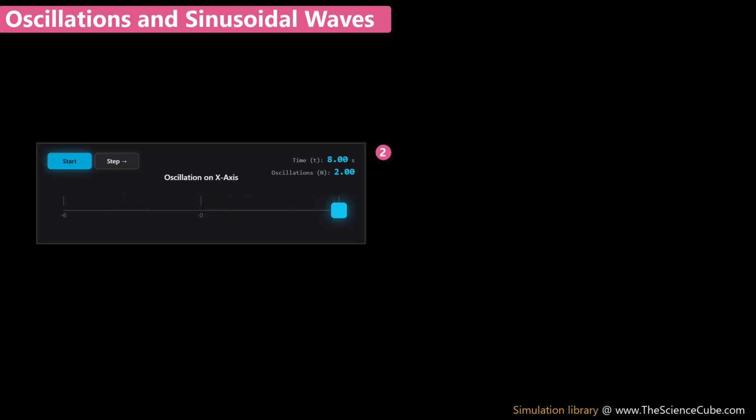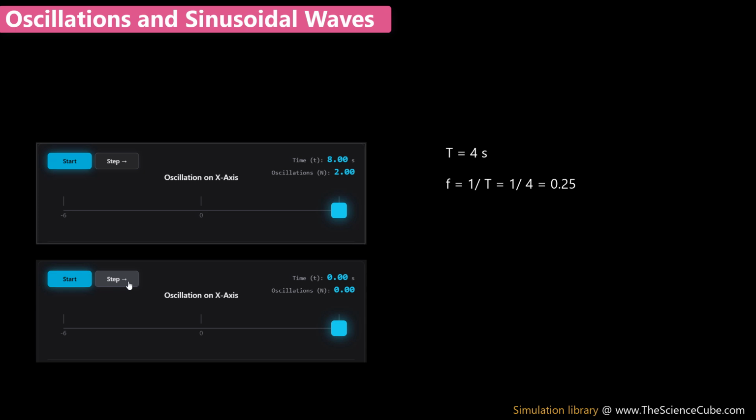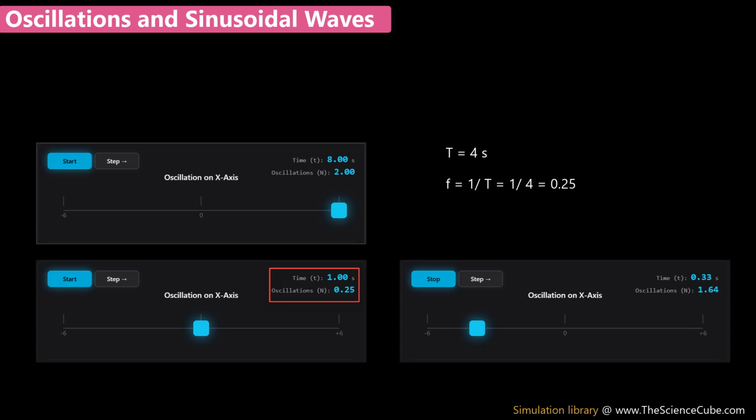And you can see it took 4 seconds to complete one oscillation, which means its time period is 4 seconds. And therefore, its frequency is 1 upon T, or 1 by 4, or 0.25. That is, in 1 second, it could complete only 1/4 of an oscillation. Well, a fast one like this is doing 5 oscillations in a second, and that is its frequency.